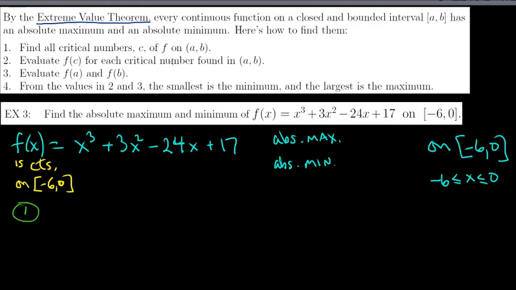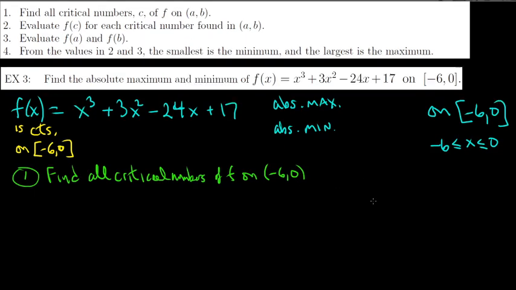Find all critical numbers on the open interval from A to B. So we need to find all critical numbers, if there are any. There might not be any. Critical numbers of this function from -6 to 0, and we're not going to include -6 and 0 here, although you can, but it's redundant to do that. The endpoints could very well be critical numbers, but we're going to exclude that possibility here. Okay, so how do we find critical numbers?